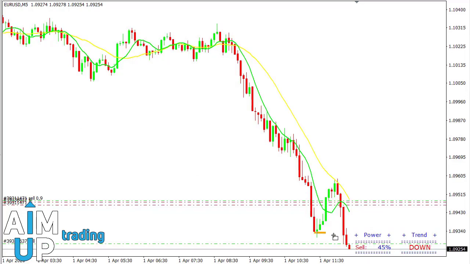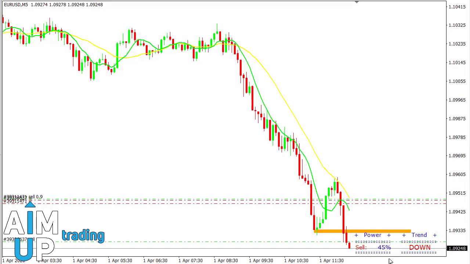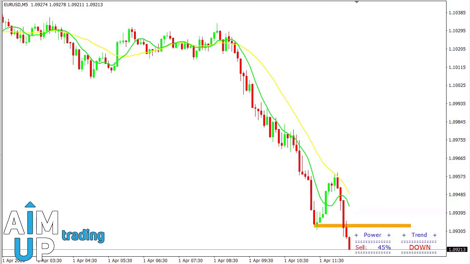And I want to draw this zone here for you, so you can see how the price breaks through the previous low. It breaks through, came back to test the zone, and now it's going back down. So we feel good about this trade.